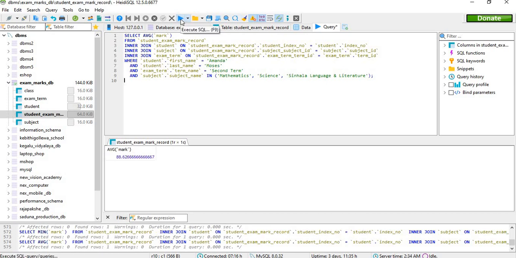So the average mark is for all three subjects for the second term is 88.62666666. Okay, this is the average mark. We will move on to the next requirement.